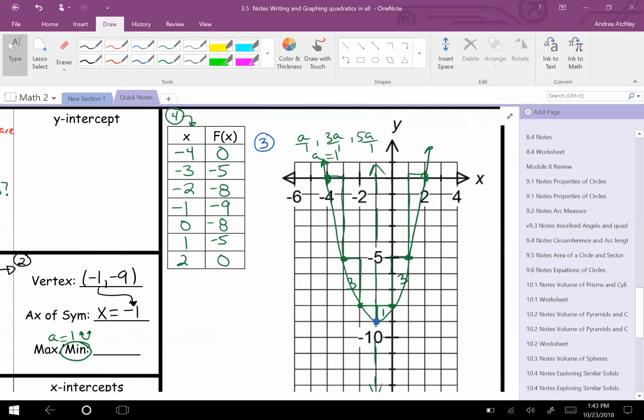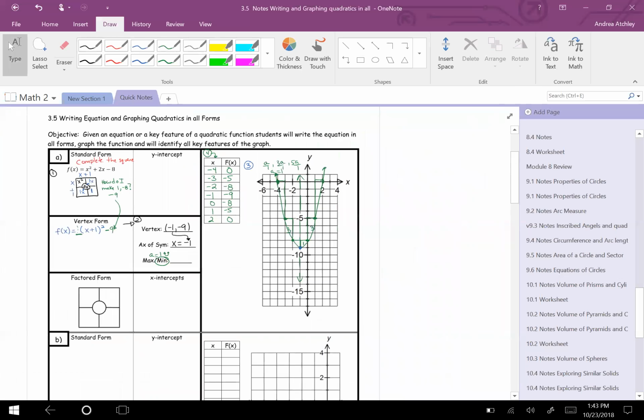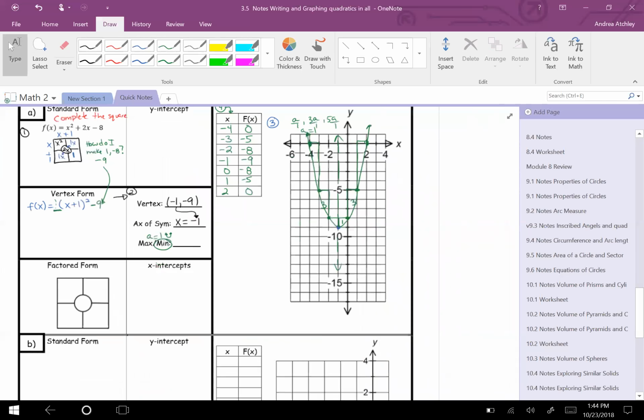Okay, so far we've got, now we need x and y intercepts, because I can easily identify that. Miranda, can you give me the x-intercepts? Where does it cross the x-axis?